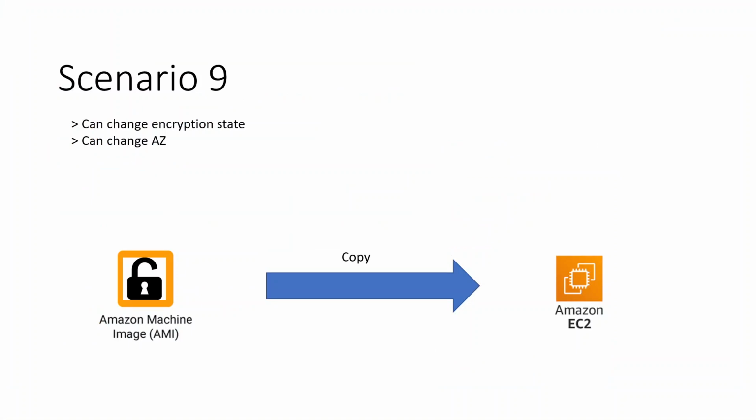Now we are going to look at scenario number 9, where we have an unencrypted Amazon machine image, and we are copying and creating an EC2 instance. Here you are allowed to change the encryption state, along with the AZ. In the previous example, you were able to change the encryption key, but not the state. Here you are allowed to change the encryption state and the AZ. So let's look at it in the hands-on session.